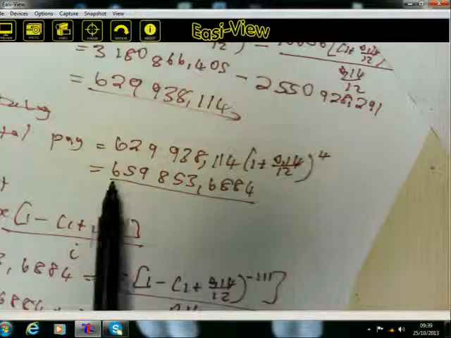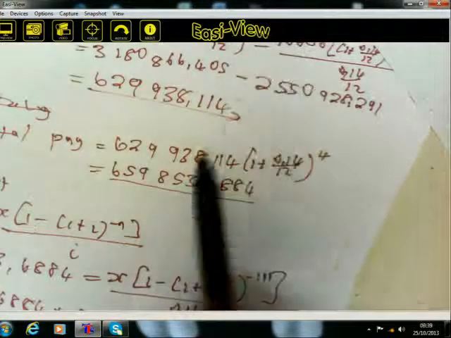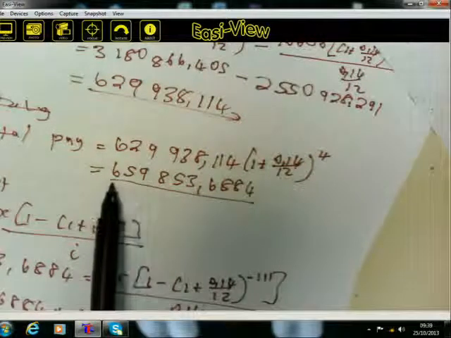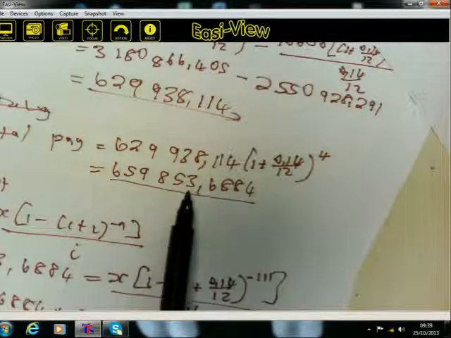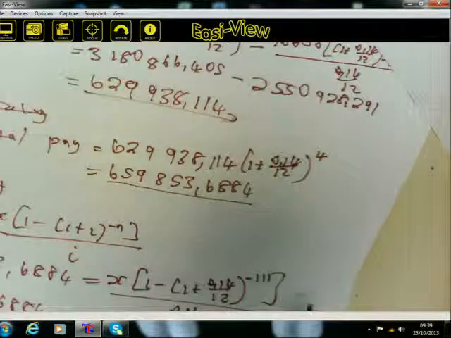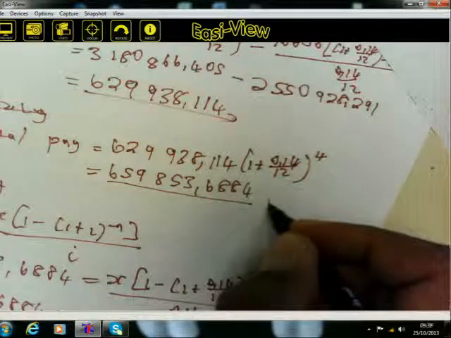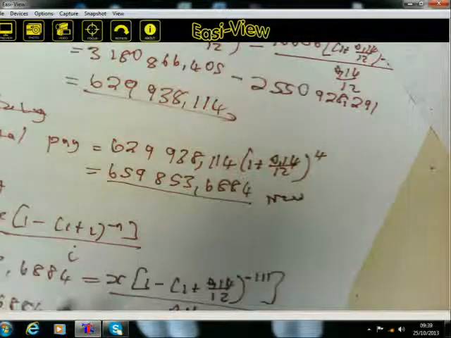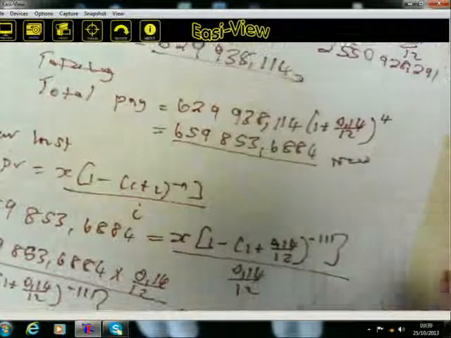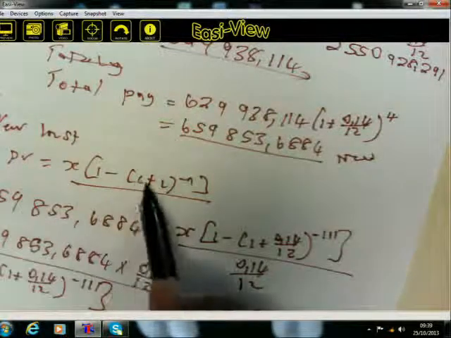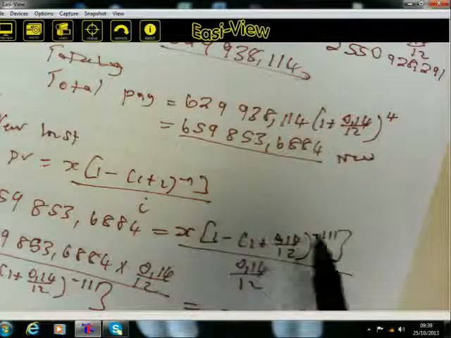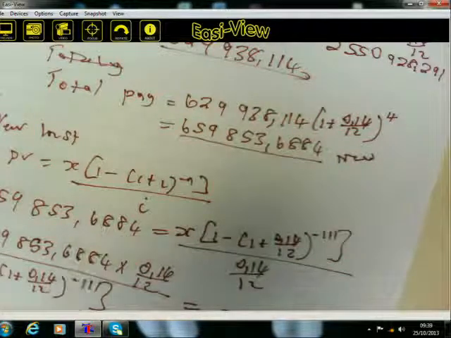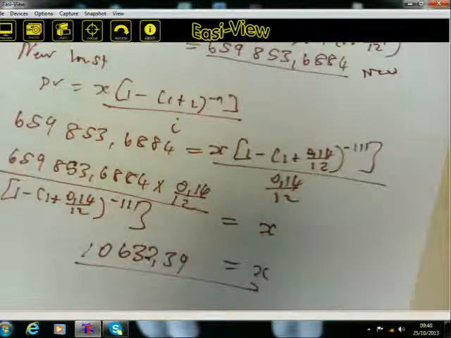Will be 4. That is why now you have seen that at T123, the amount that still has to be paid is 659,853 rand 6884. That's correct. And now because this is our loan, the new installment under the present value, then you say PV is equals to X into 1 minus 1 plus I to the power of negative N divided by I. Of course, you substitute the new loan, and then make X the subject of the formula there. Of course, your answer is 10,632 rand 39 cents.